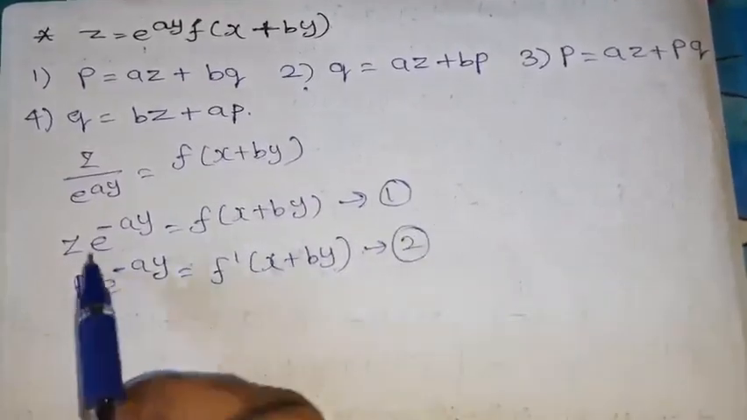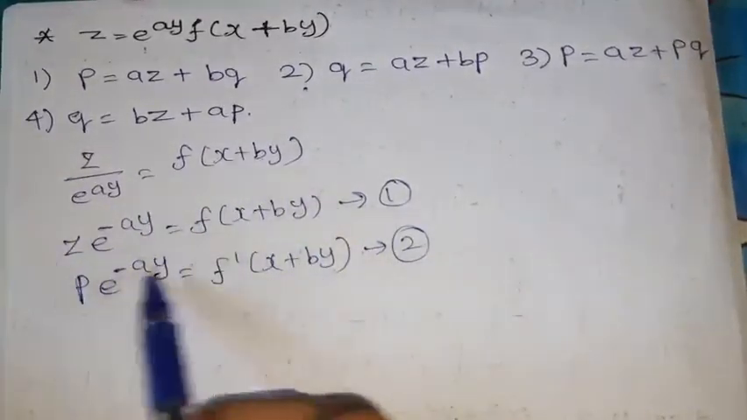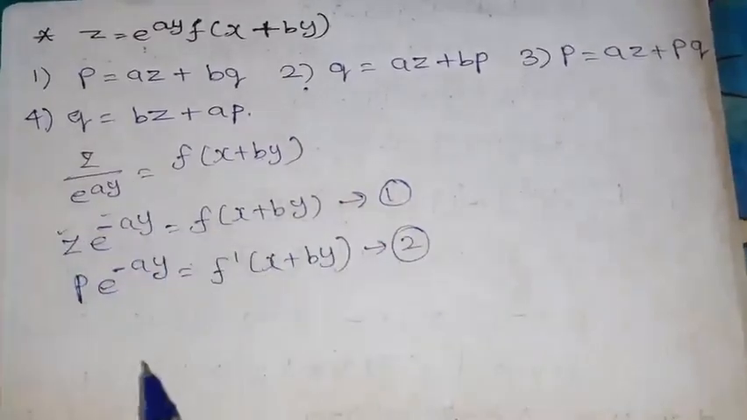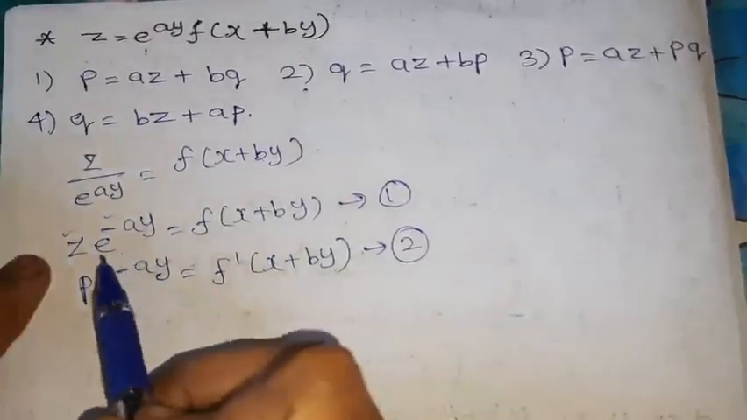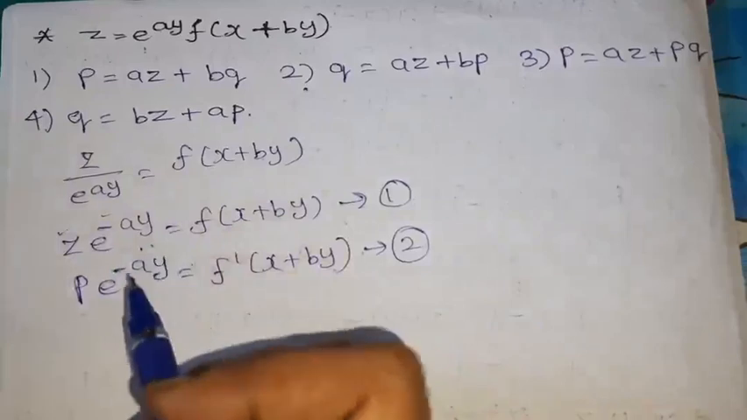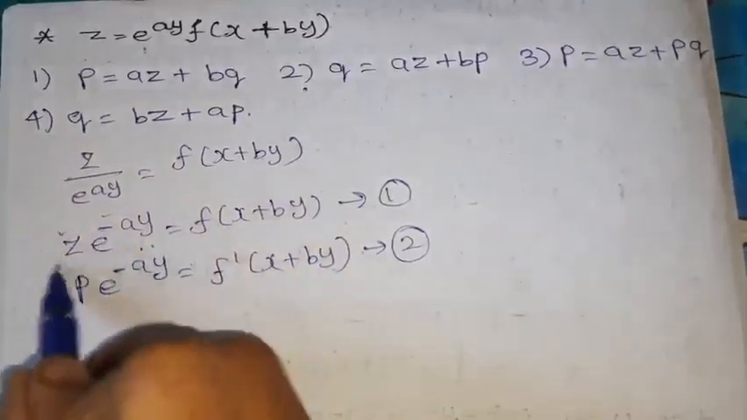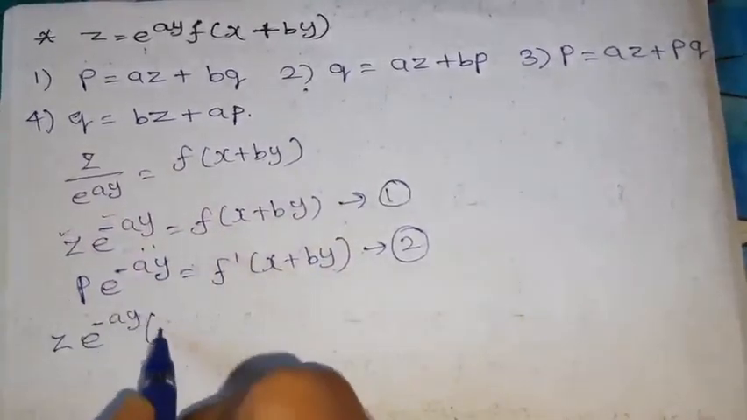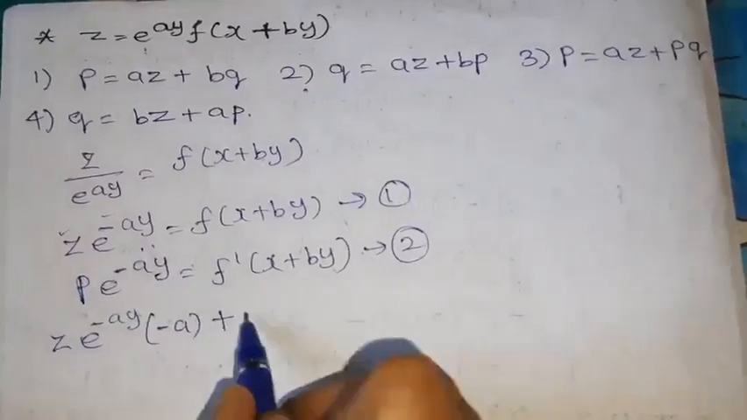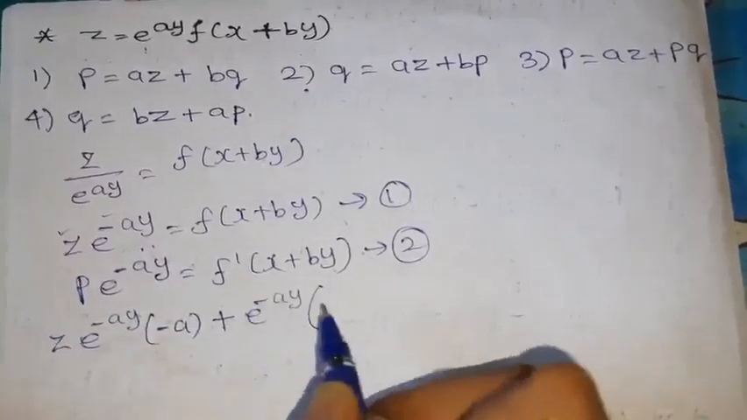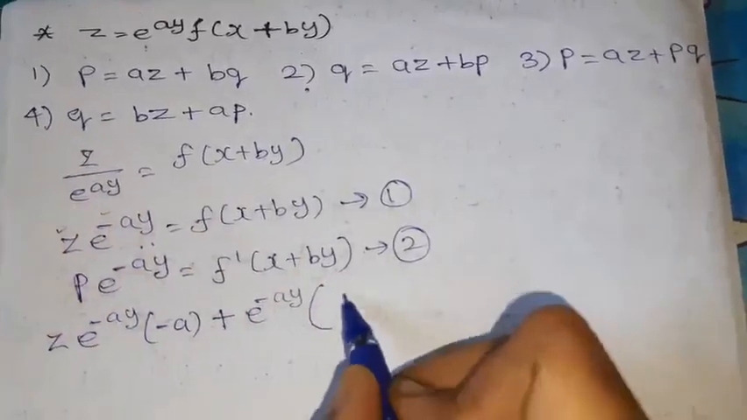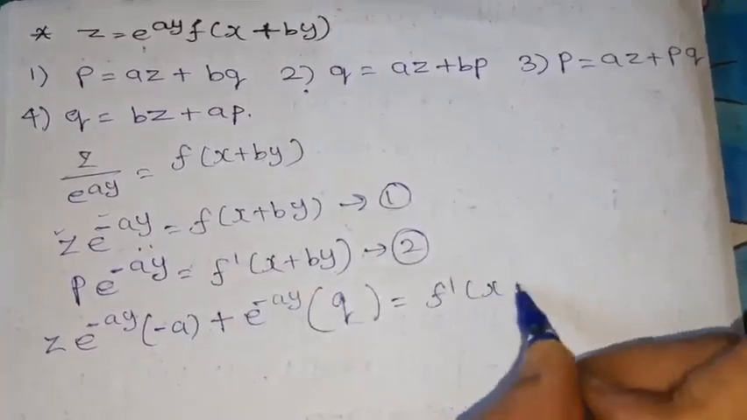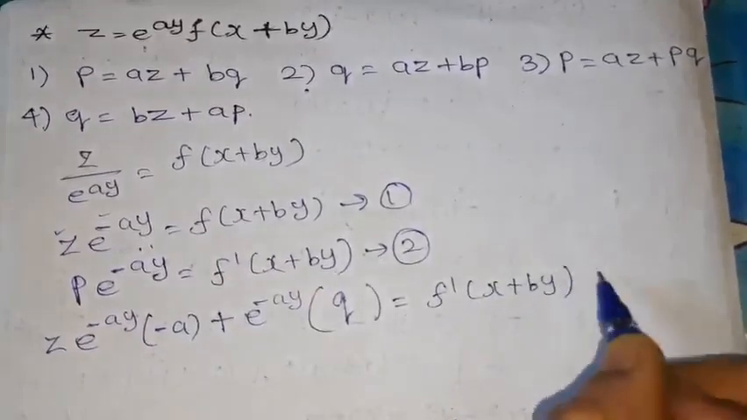This is equation 2. What do we need to do again? We need to partially differentiate equation 1 with respect to y. It is in the form of uv. With respect to y, both terms depend on y, so we need to use the uv format. First differentiate u keeping v constant, e power minus ay into minus a, plus v constant. Dou z by dou y is nothing but q. In the right hand side, f dash of x plus by into b.